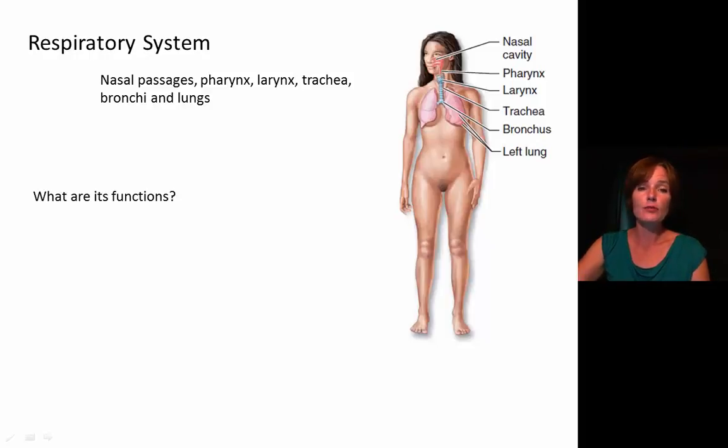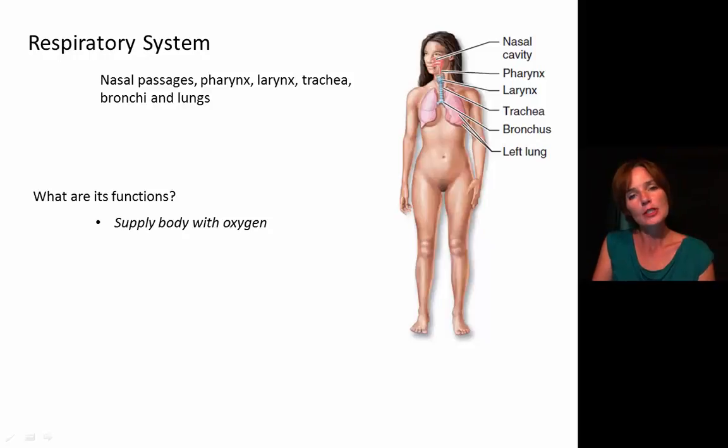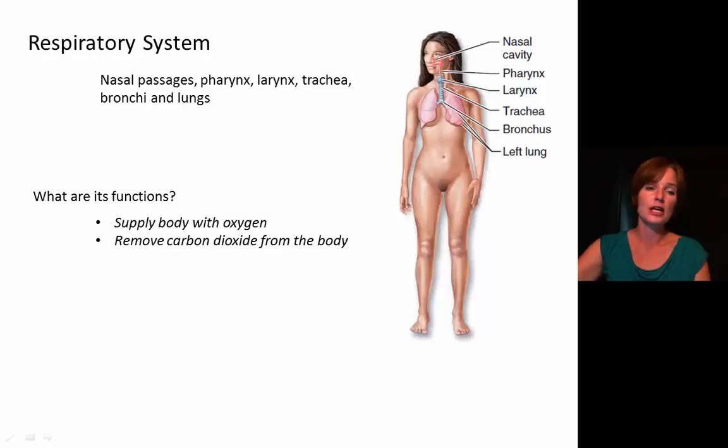And the function of the respiratory system is first off to supply the body with oxygen. So if you think about what happens when you breathe, we inhale. And the most important thing that we're inhaling is the oxygen. So we need to get that in. And then the second part of the respiratory system is that we're going to then exhale, and the exhale is going to be removing carbon dioxide from the body. So we don't want carbon dioxide to build up on the inside of our bodies, so we're going to exhale that back to the environment.